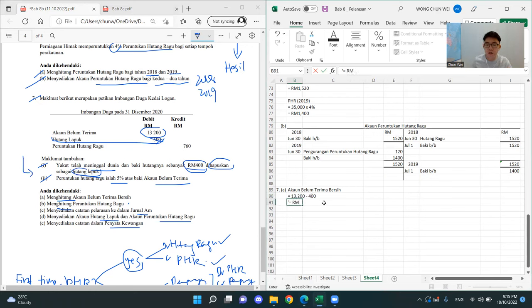So how much is that? So 13,200 minus 400, you get 12,800. So that is your ABT bersih for December 31st, 2020. Okay, so now next will be your B. How do we do for question B?